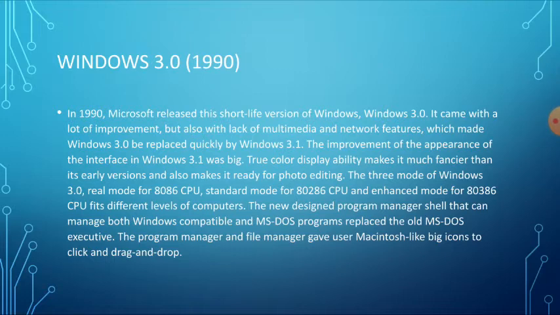The three modes of Windows 3.0 are Real Mode, Standard Mode, and Enhanced Mode, which fit different levels of computer. The newly designed Program Manager shell, which can manage both Windows-compatible and MS-DOS programs, replaced the old MS-DOS Executive. The Program Manager and File Manager gave us big icons to click, drag and drop.